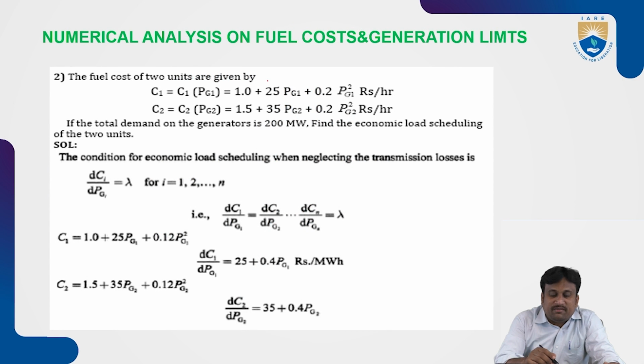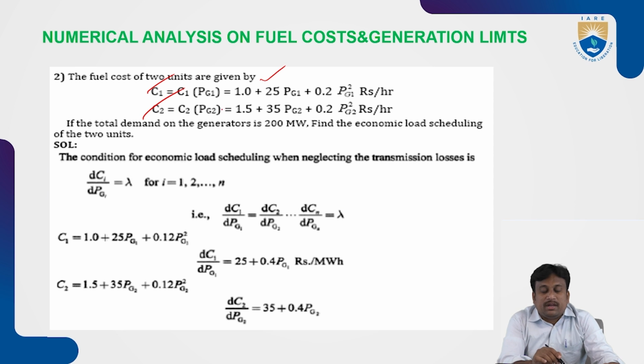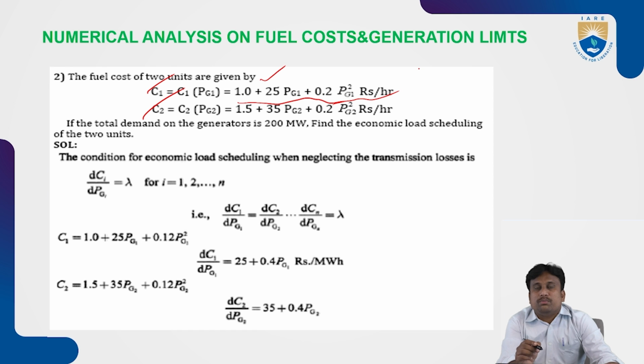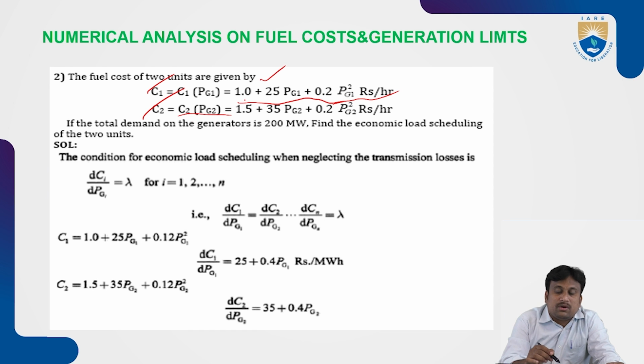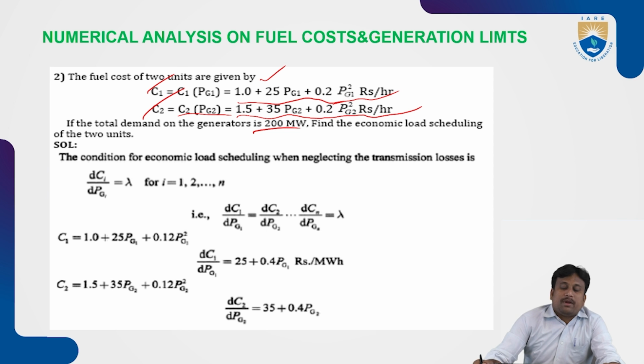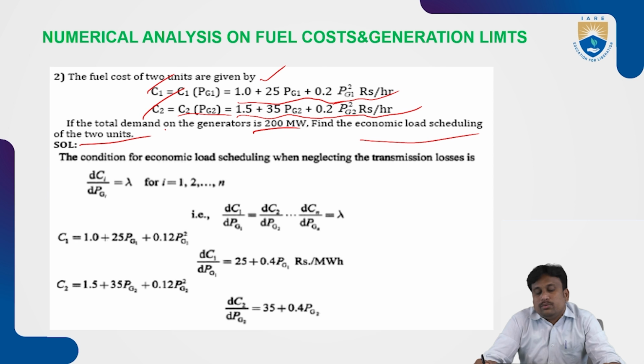Next, the fuel costs of 2 units are given here as C1 and C2. C1 is of PG1, C2 is of PG2. That is 1.0 plus 25 PG1 plus 0.2 PG1 square in rupees per hour. And C2 of PG2 is 1.5 plus 35 PG2 plus 0.2 PG2 square in rupees per hour. If the total demand on the generator is 200 megawatts, find the economic load scheduling of the 2 units.